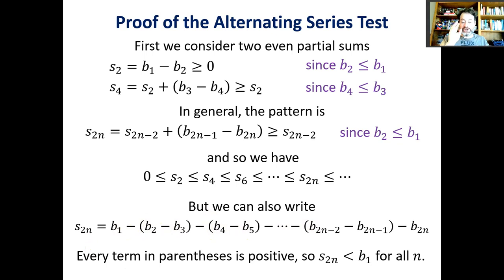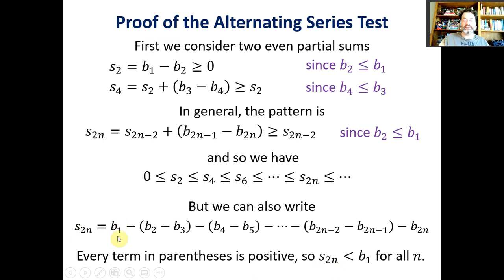And what we're doing is we're showing that all of these terms are positive numbers, right? Because B3 is smaller than B2, so this is positive. B5 is smaller than B4, so this is positive. So here we have a number. This sum is B1 minus a bunch of positive numbers. Well, if we're subtracting a bunch of positive numbers, then this number here has to be smaller than this, right?